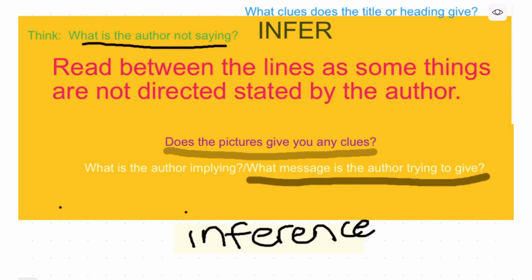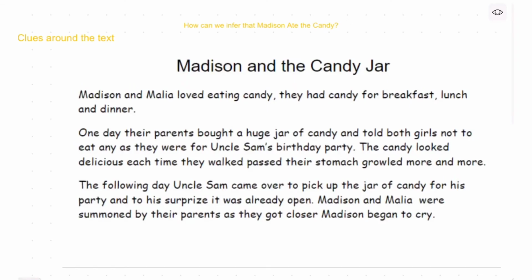So we're going to practice this inferencing activity to see how well we can make an inference, or how well we can infer. Now let's begin.